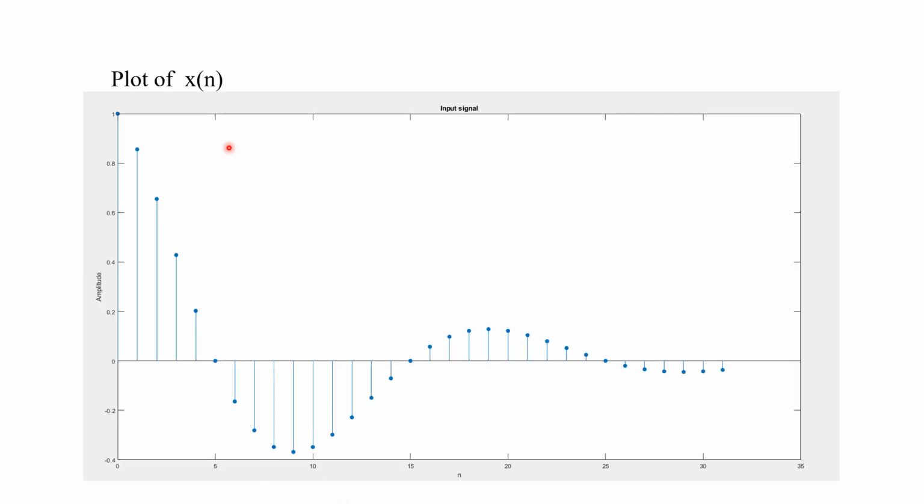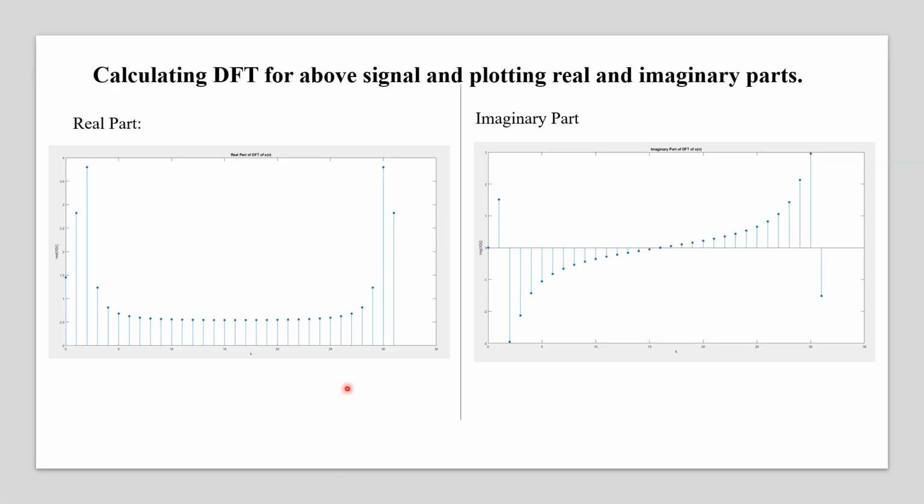This is a plot of our input signal x of n, in which the x-axis represents n and the y-axis represents the amplitude. Now we will calculate the DFT of x of n, and plot it as real part and imaginary part. This is the real part of the DFT of x of n, and this is the imaginary part. We can observe that there is symmetry.